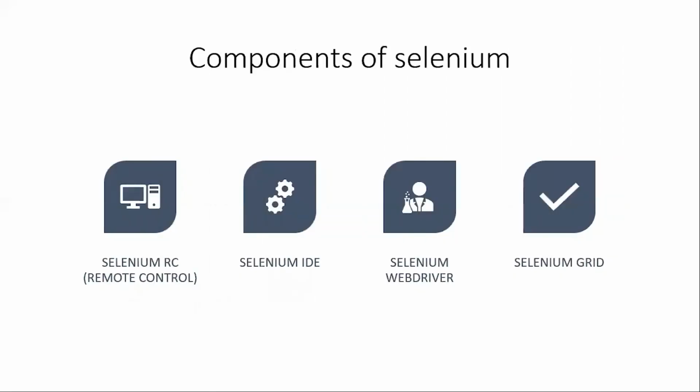Then what are the different components of Selenium? Selenium has four components. Selenium started with Remote Control, that is Selenium RC. It's an obsolete product now, but this was the tool which actually made Selenium famous in the market. And it was the first tool which was open source, which provided multiple programming language support, which provided multiple browser vendor support, and so on.